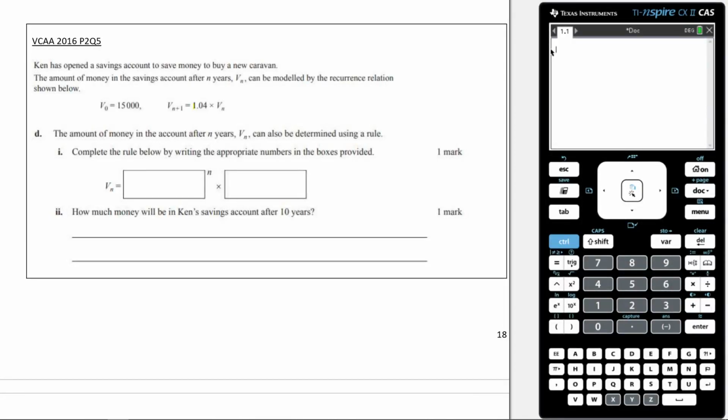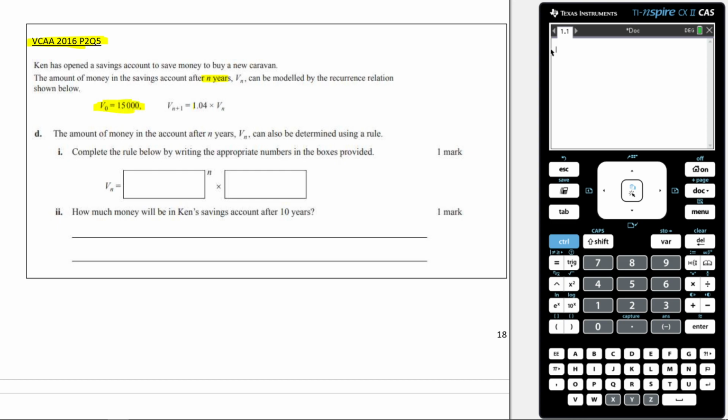All right, let's answer this exam question here. It's taken from VCAA 2016, paper 2, question 5. Ken has opened a savings account to save money to buy a new caravan. The amount of money in this savings account after n years can be modeled by the recurrence relation shown below.